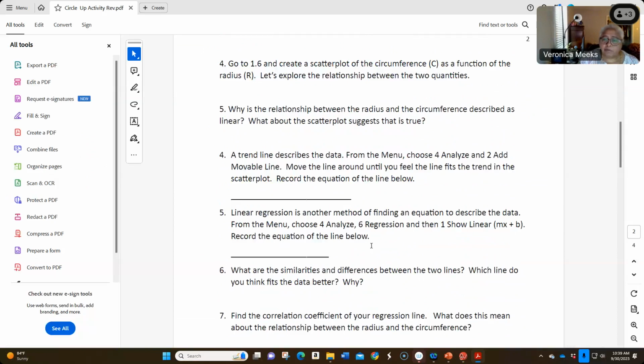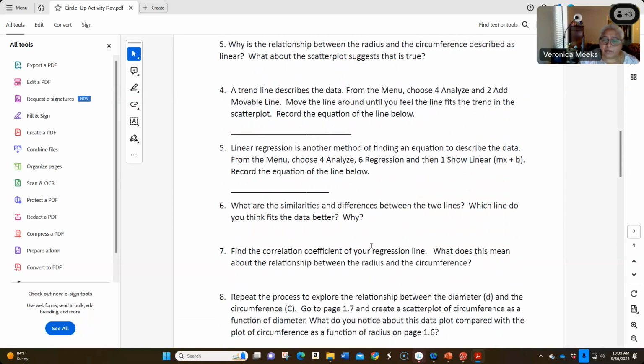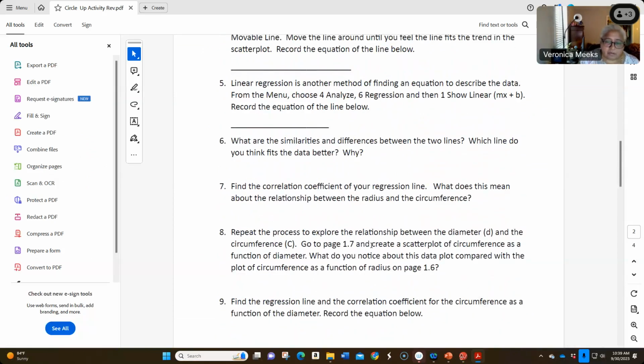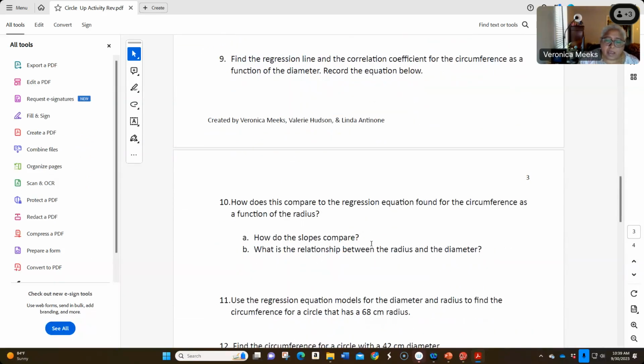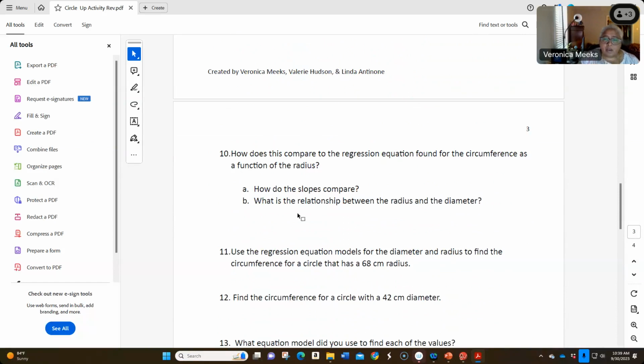We put all the different directions in there and the conversation questions that you have. But what we want to look at is what is the relationship with the radius and the diameter? And how did that affect the equations we got when we did the regression equation for each one of them?